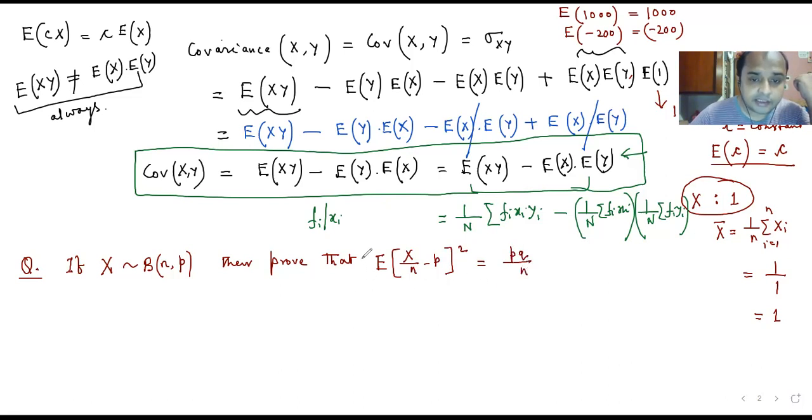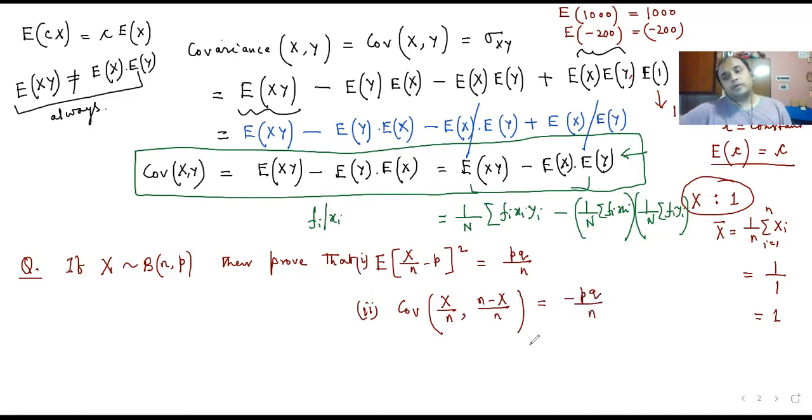And next, this is number 1, and the next part that we want to prove is that covariance of X by n, minus X by n, is equal to minus PQ by N. So we are going to prove this particular result. First of all, let me see what we can do for problem number 1.